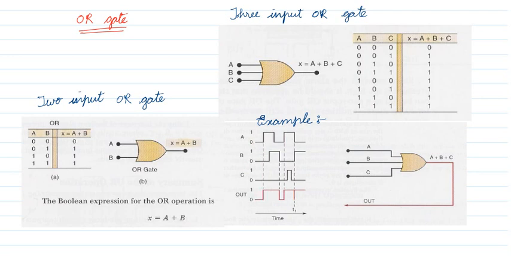So between these two times the output is 1. Here A is 1, B is 0, C is also 0. Since A is 1, output is 1. Similarly, here A is 1, B is 1, C is 0, so output is 1. So for a given input A, B, C, this is the output.